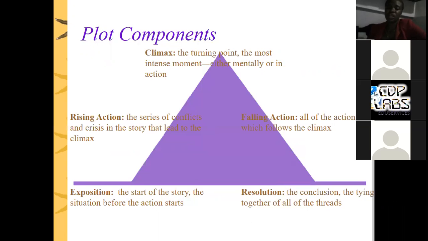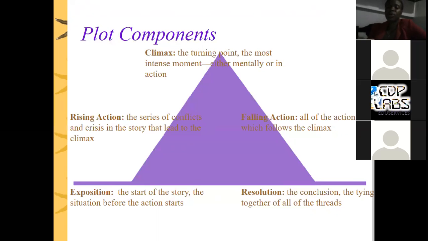So at the exposition, that is the beginning of the story, of course. That's where you're introduced to the character and the setting before things start getting exciting, before the action starts taking place. And then for rising action, those are all the events that will build up to that climax. So your conflict is developed right there. Then you have the climax, which is the highest point of intensity. Then you have the falling action, and the conclusion to the story is the resolution.